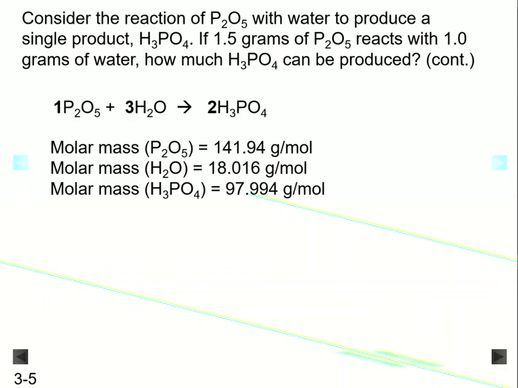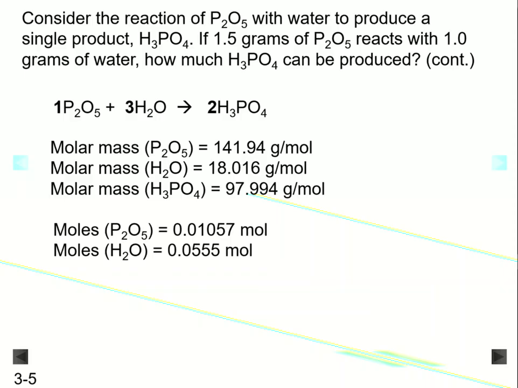And now we can take our masses up above in the problem and convert them over into moles. So we take our 1.5 grams of P2O5, divide by the molar mass, and that gives us moles of P2O5. So that's how you do that calculation. We end up with moles of water as well. So we know how to do that. We take our 1 gram divided by 18 grams per mole, and we get 0.0555.